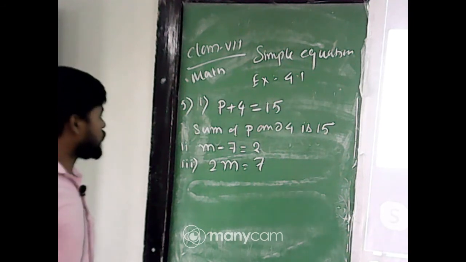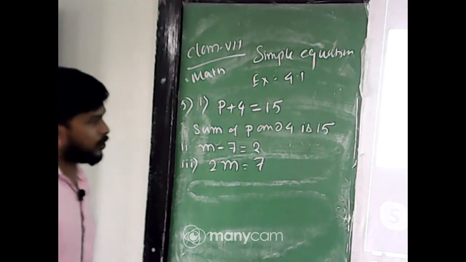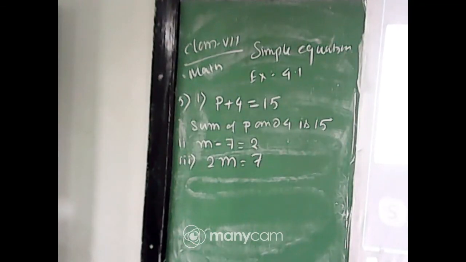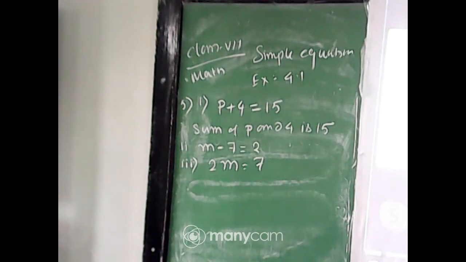2 times of m is 7 or twice of m is 7. Okay, Hasibul, you are correct also. Twice of m is equal to 7.